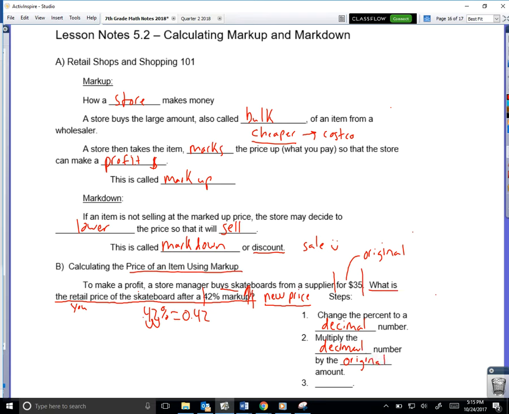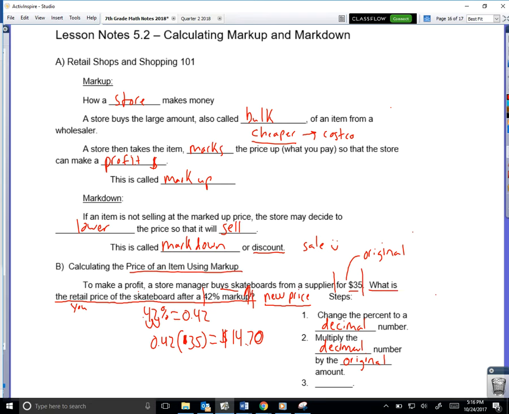Okay, so there's my original amount, $35. So I'm going to take 0.42 and multiply that by $35. And that's going to give me $14.70. Now it's only going to come out to 14.7 when you calculate that. I just added the 0 since we're talking about money, to make it 70 cents, so it makes a little more sense for us.